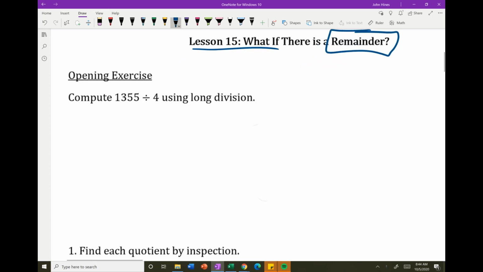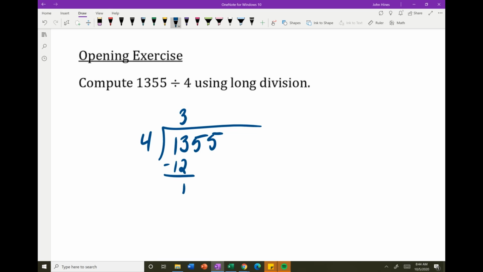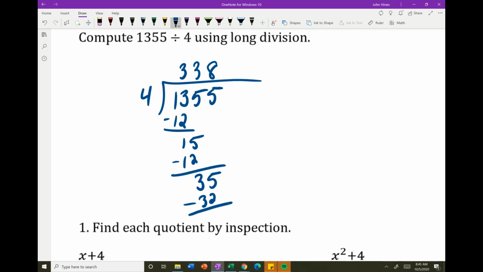all this good stuff. So let's start it off by computing 1,355 divided by 4. Let's take a nice trip back to fourth grade, fifth grade. I don't know when we do remainders, probably fourth grade. I'm going to divide this number by 4. So, all right, 3 times 4 is 12. Subtract. 3 times 4 is 12 again. Subtract. 8 times 4 is 32, which leaves me with a remainder of 3.